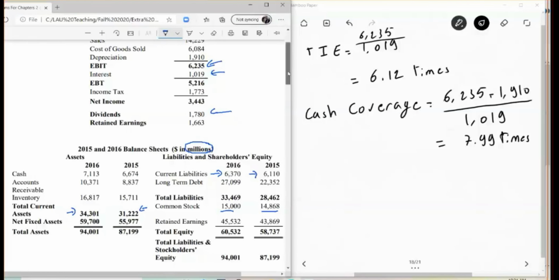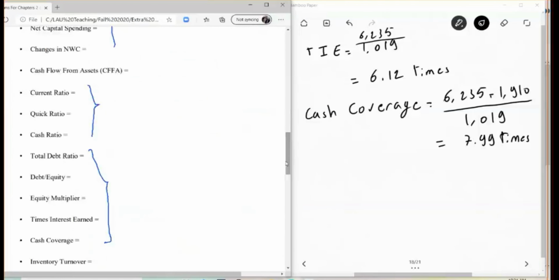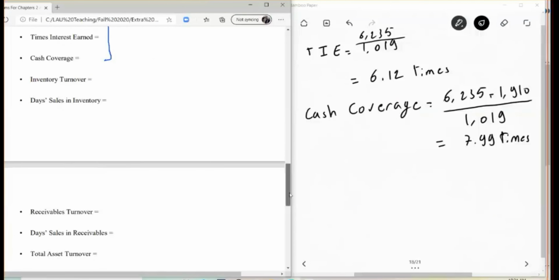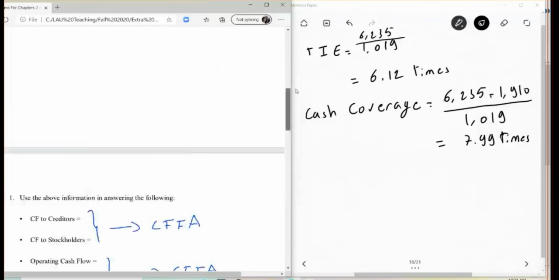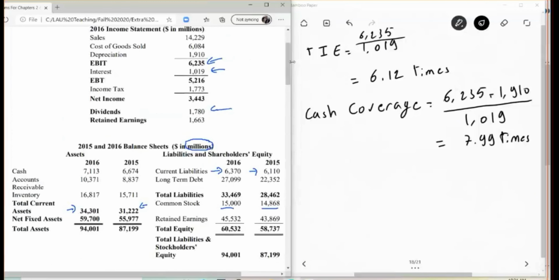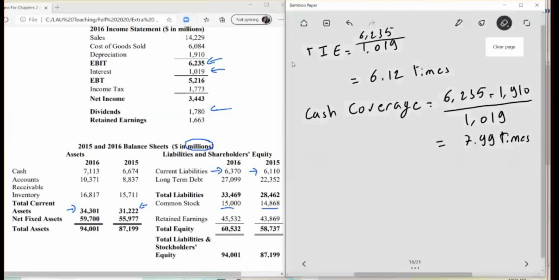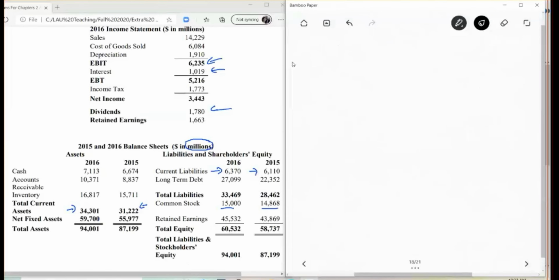Now I move to the management efficiency ratios. So here I'll go over 5 different ratios: inventory turnover, days sales in inventory, receivables turnover, days sales in receivables, and the total asset turnover, which is the most important ratio of that category. I start first with the inventory turnover.